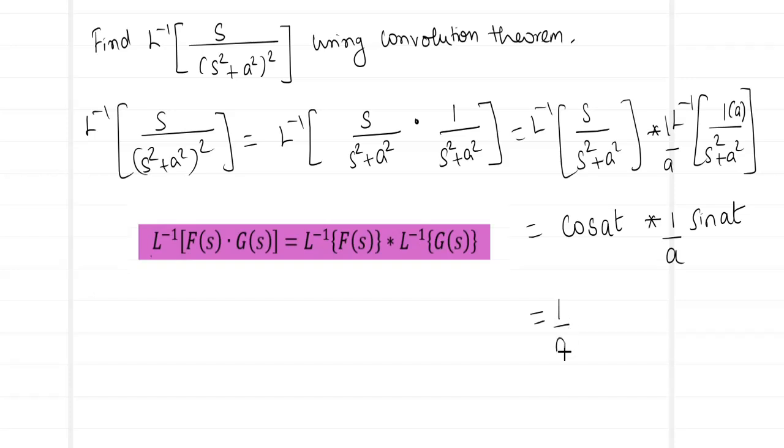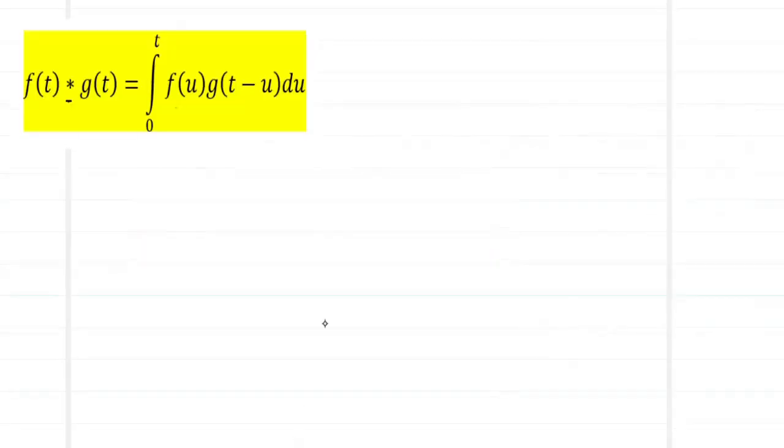So this 1 by a, being a constant, can be taken outside to have cos at convolution sin at. Now let us refer back to the definition of convolution and apply it to this quantity, cos at star sin at. Now we know that f of t convolution g of t is the integral from 0 to t of f of u g of t minus u du.